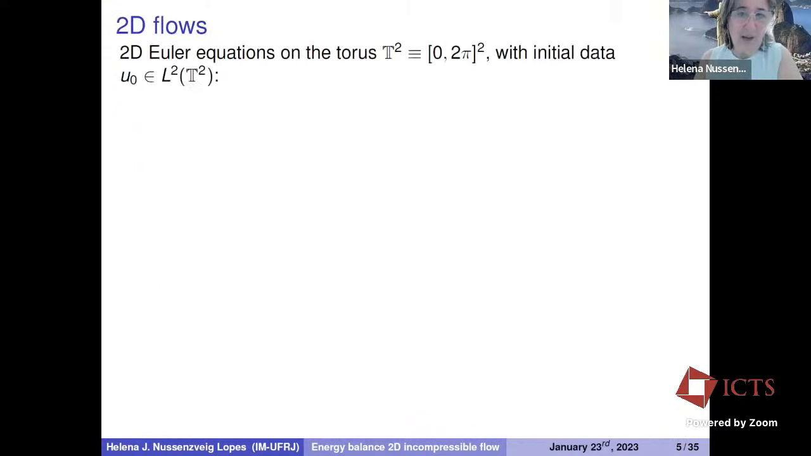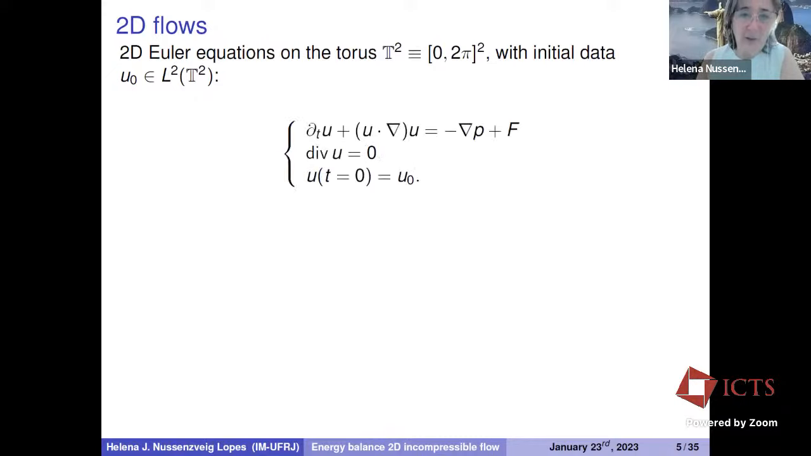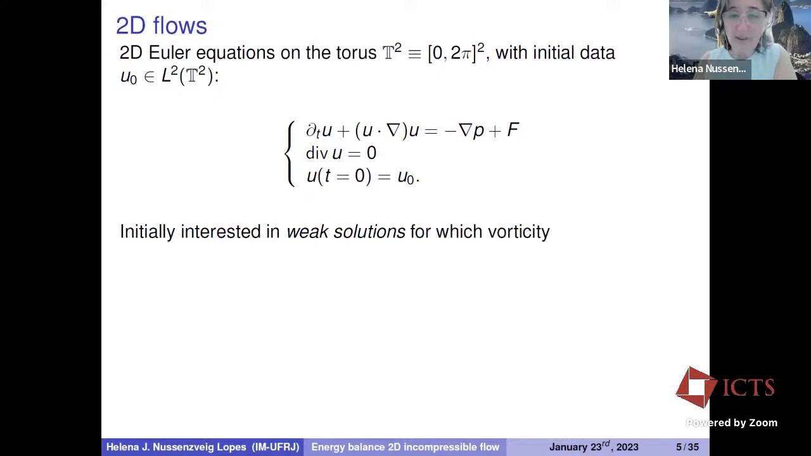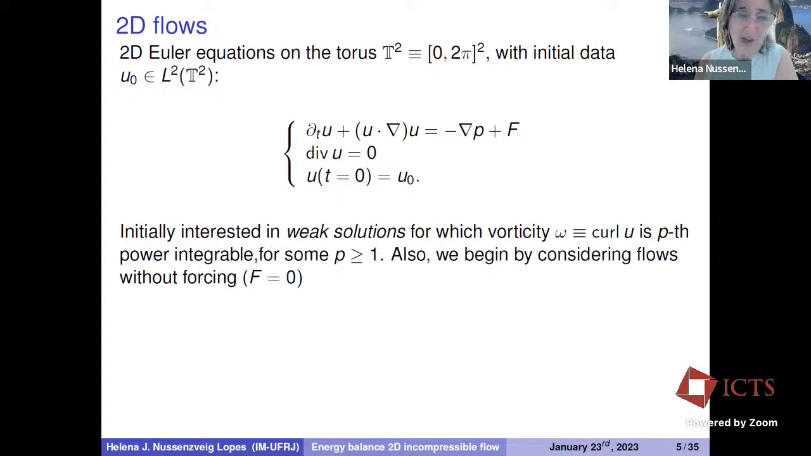Okay, so I'm looking at the 2D Euler equations on the torus with no other effects, with initial data in L2. And here I put the most general form, which has forcing F. I'm going to start this talk by discussing weak solutions for which the vorticity is pth power integrable, and I will also start by looking at flows without forcing, so F is 0. Later on in the talk, I'm going to address the case of forcing, which is the main point of this talk.